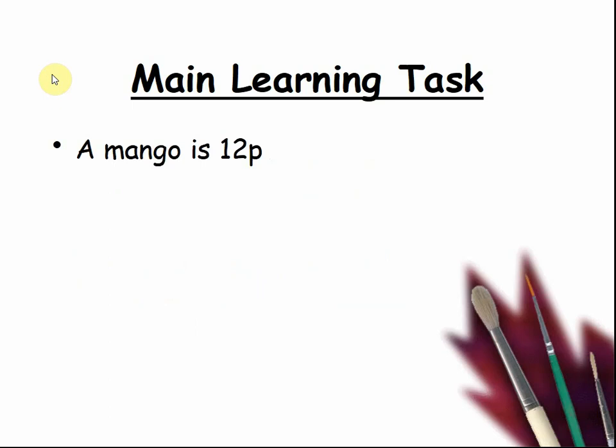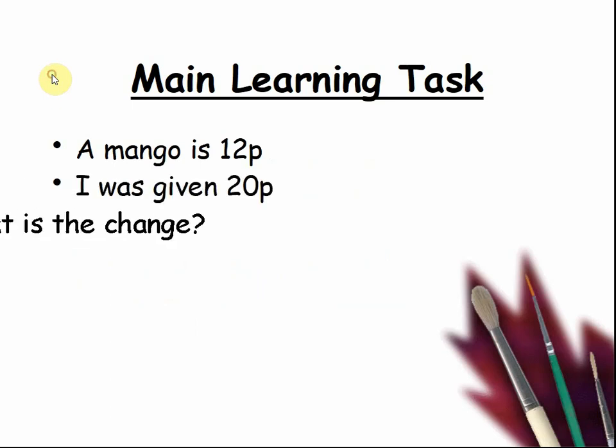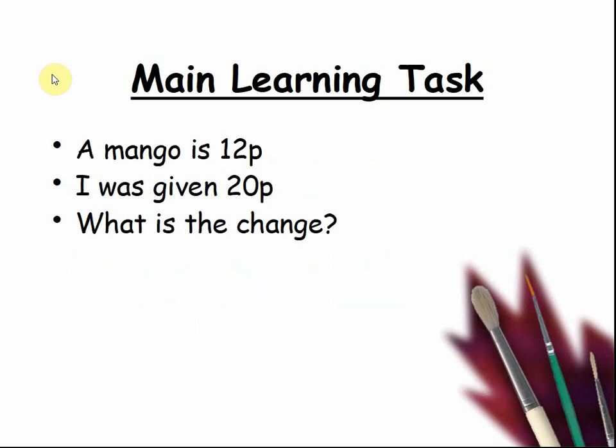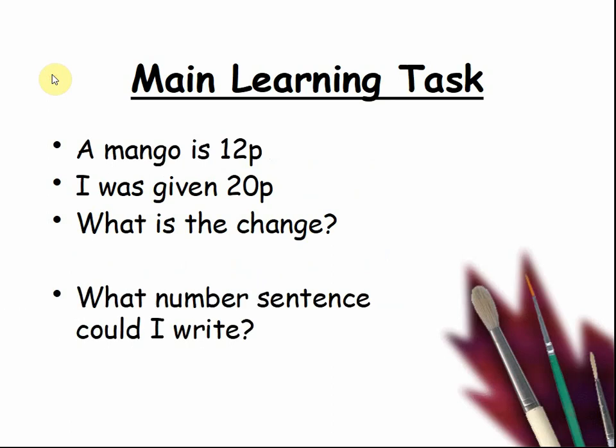A mango is 12 pence. I was given 20 pence. What is the change? Pause the video and work it out. What number sentence could I write for it? Pause the video and work it out. That would be 20 minus 12 equals 8.